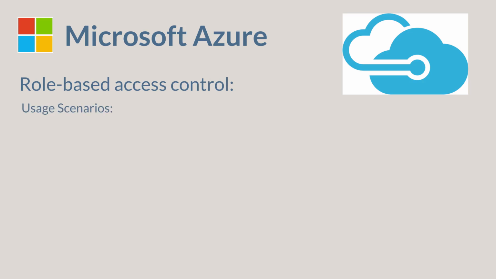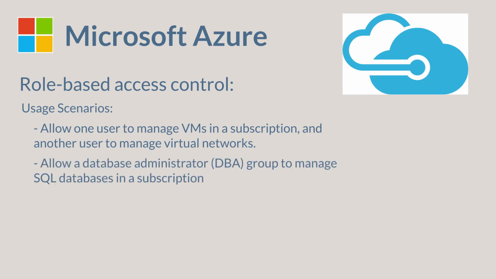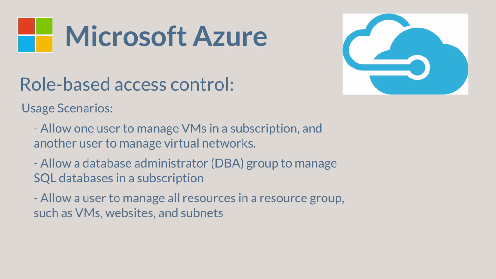Examples of when you might use RBAC include when you want to allow a user to manage VMs in a subscription and another user to manage virtual networks. Allow a database administrator group to manage SQL databases in a subscription. Allow a user to manage all resources in a resource group such as VMs, websites, and subnets. Allow an application to access all resources in a resource group.